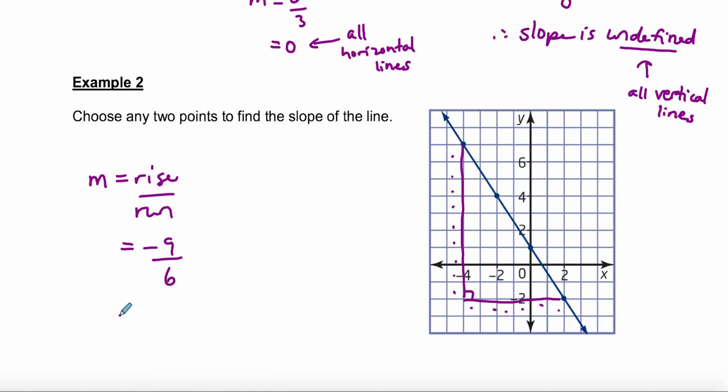Something you should always do in math, if you notice that I could reduce this further to lowest terms and divide the top by 3 and the bottom by 3, I would get -3/2. So that would really be a nice final answer. I like the fraction, but I do think it makes it easier if you write it in lowest terms when you're looking at slope. Somebody else could have come along though, and what if somebody else chose these points instead? Let's say you choose points that are closer together. That has a rise of 3 and a run of 2. So I would have gotten the same thing anyway.